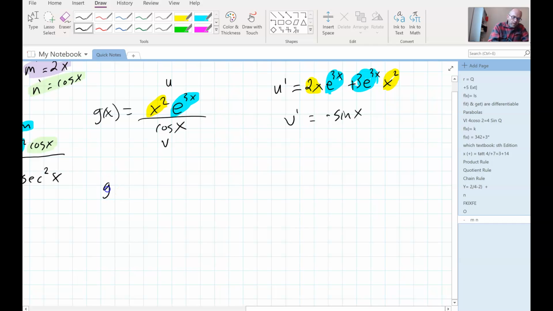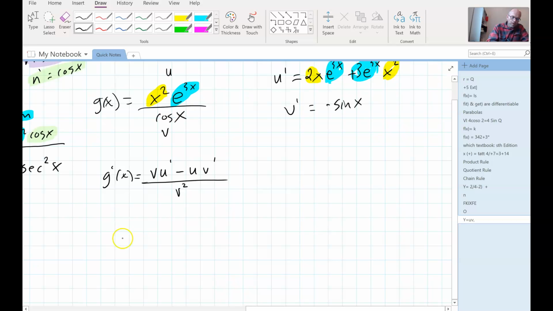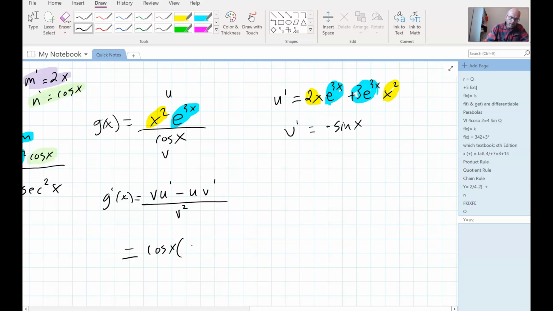And so now I'm ready to take the derivative, because I think I've got all the players that I need. Well, we know if this is my u and v, I know that I'm going to have low, which is v, d high, minus high, d low, all over low squared. Okay? So then now I just got to fill in the stuff. So what I need is v, well, I know that v is cosine x. I need a u prime, which is this guy right here. So I'm going to write 2x e to the 3x plus x squared e to the 3x.